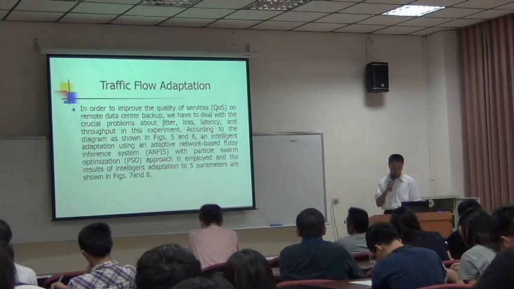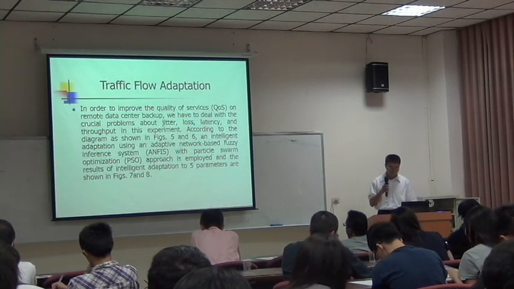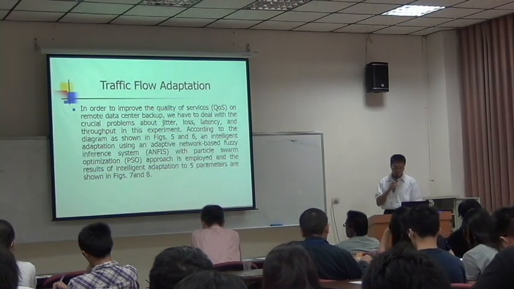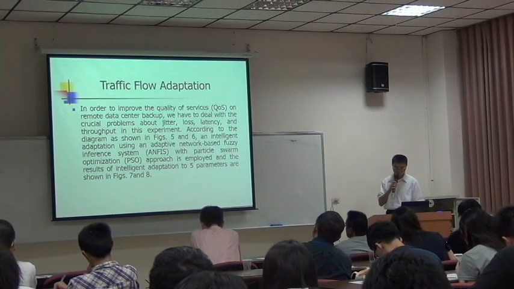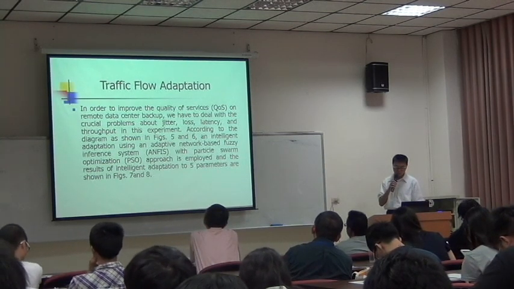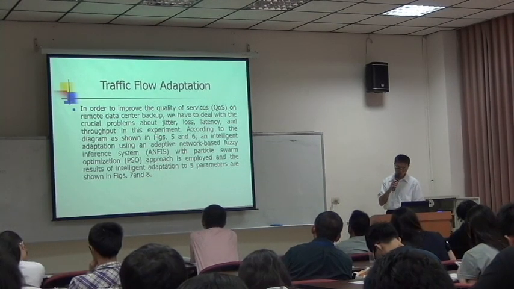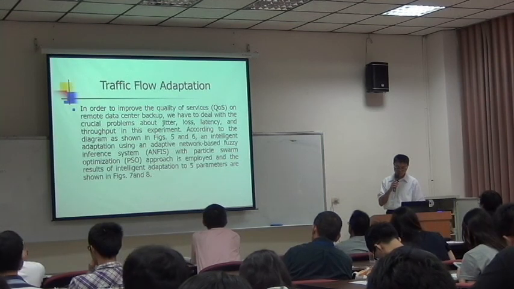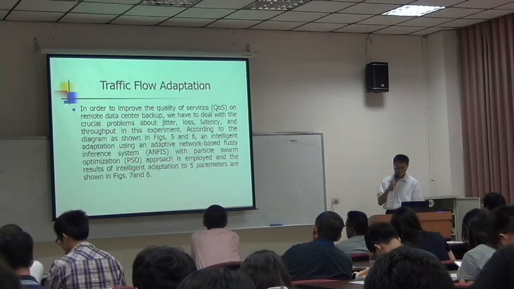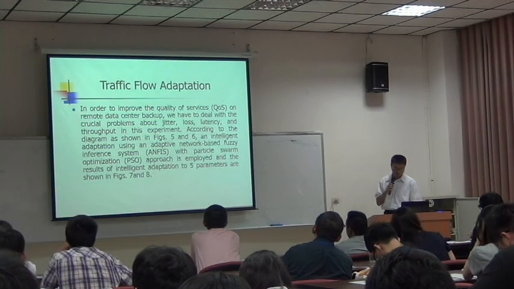According to the diagram as shown in figures 5 and 6, intelligent adaptation using an adaptive network-based fuzzy inference system with particle swarm optimization approach is employed, and the result of intelligent adaptation to the parameters is shown in figures 7 and 8.